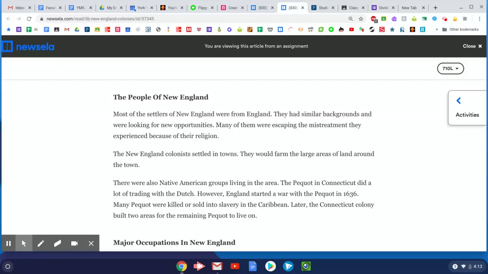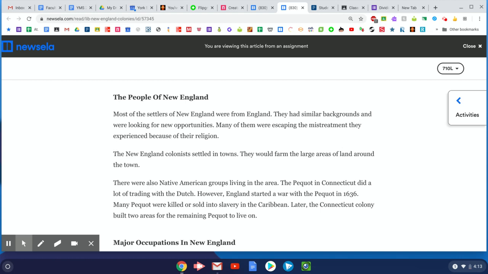Okay, here we go. Next section. The people of New England. Most of the settlers of New England were from England. Oh, imagine that. They had similar backgrounds and were looking for new opportunities. Many of them were escaping the mistreatment they experienced because of their religion. The New England colonists settled in towns. They would farm the large areas of land around the town.